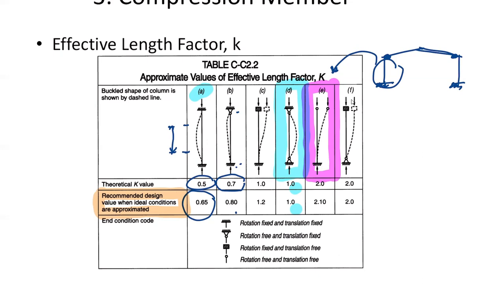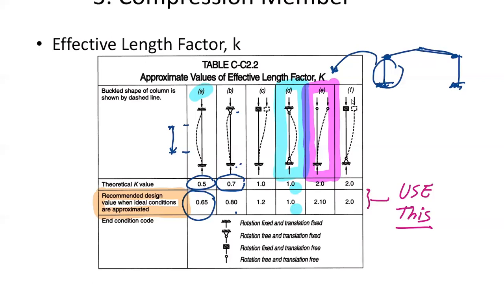Right? So let me again use this. And in the second part of this class, you will deal with this compression member in the frame. And you must account for the K values in the columns in the frame as well, which is going to be slightly more than what we have as a single column like this.